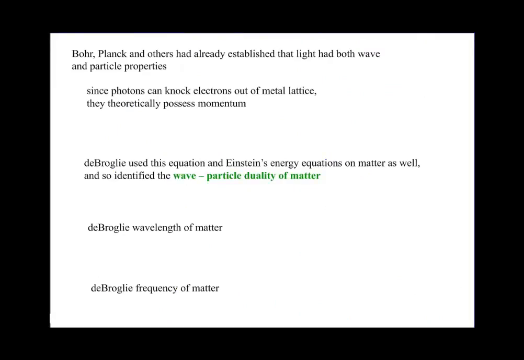Bohr and Planck and other physicists at the time had already established that light had wave properties and particle properties. Wave properties because they could measure wavelengths. Particle properties because they saw how light could knock electrons off of metal, so essentially the photoelectric effect. Since the photons could do that, knock electrons off of a metal, they possess momentum. Momentum is the mass of an object times its velocity. And photons theoretically don't have a rest mass.